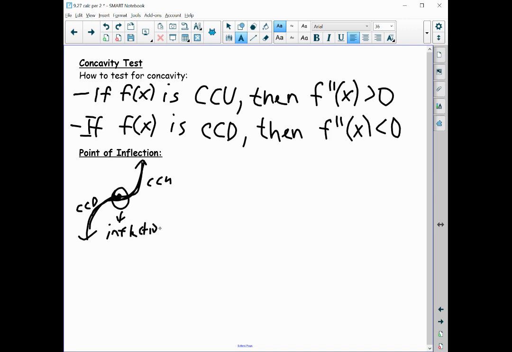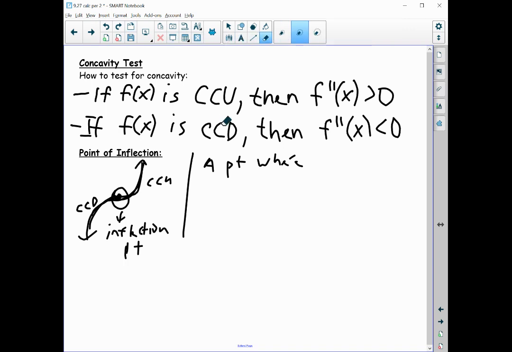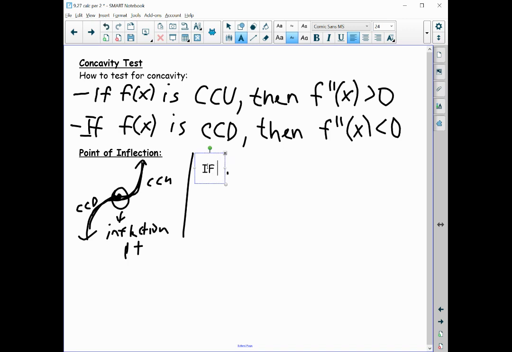So let's define inflection point because it has a tricky definition. A point where, oh, all right, it was working, guys, for like a hot minute, and then now it's lagging again. So what I'm going to do is just type this at the same time. I don't know why I don't do that more often. I just never think to. Okay, what did I say?